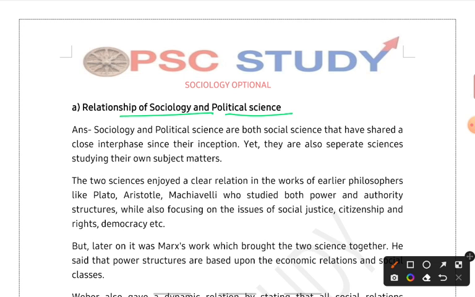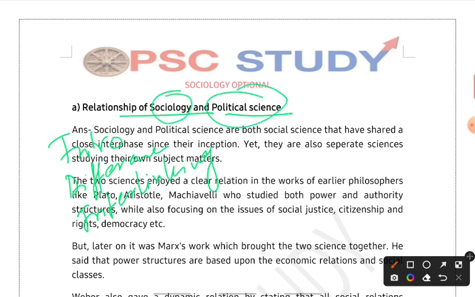So initially we'll frame the structure of it. What will be your structure? You will write an intro. After that you will write the differences. Then the interlinking of both, interlinking of sociology and political science, and then you will conclude this. So this will be your structure.